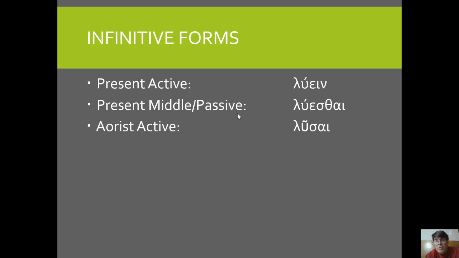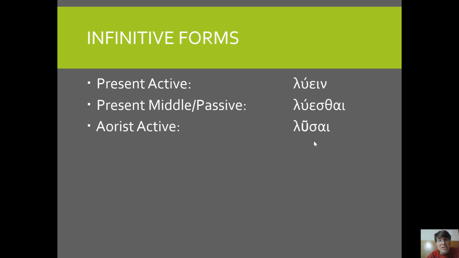Aorist active, well, it has the sigma alpha, so hopefully you can recognize that as an aorist from the sigma alpha. Outside of the indicative mood, the augment is out the window. The augment is only used in the indicative mood. The augment, it seems to me, Stanley Porter be darned.